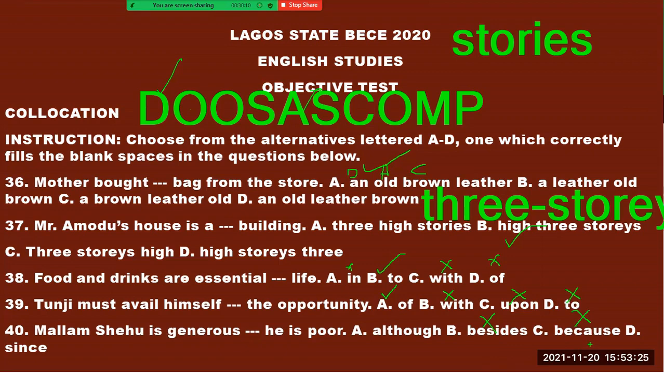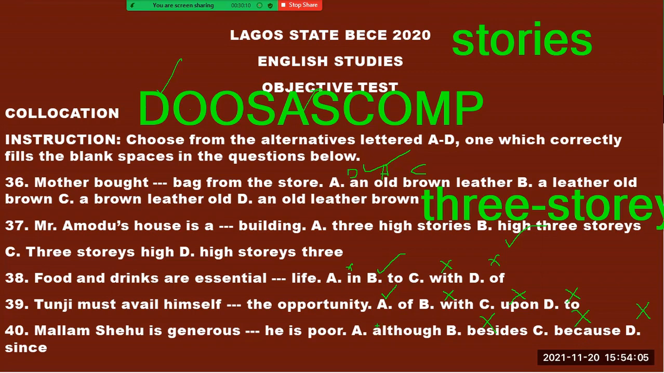Now, is it logical? If Malam Shehu is poor, if he's generous, can we say he's generous because he's poor? Who is expected to be generous? Is it a poor man or a rich man? A rich man has abundance, so he's expected to be generous. So it is incorrect to say that Malam Shehu is generous just because he's poor. No, it doesn't make sense. Again, D, Malam Shehu is generous since he is poor, is also incorrect.